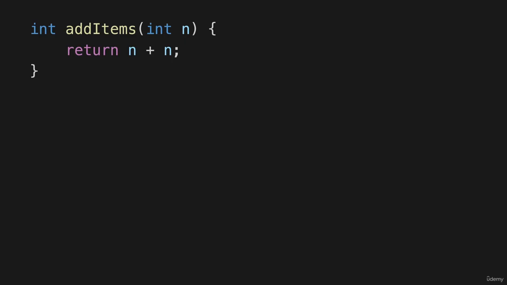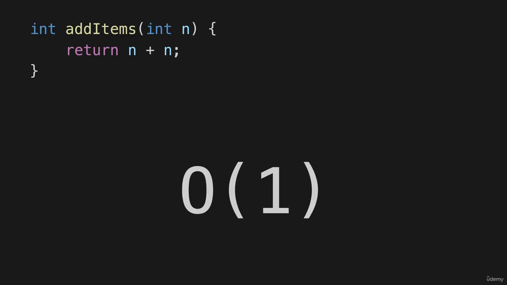So in this situation, if n was 1, we would have one operation, which is the addition. But if n went all the way to 1,000,000, we would still have one operation, which is the addition. And that is O of 1.